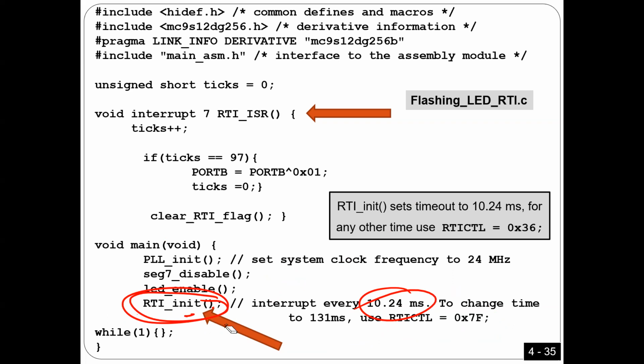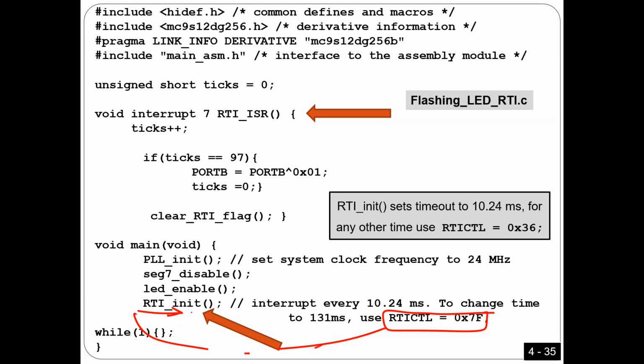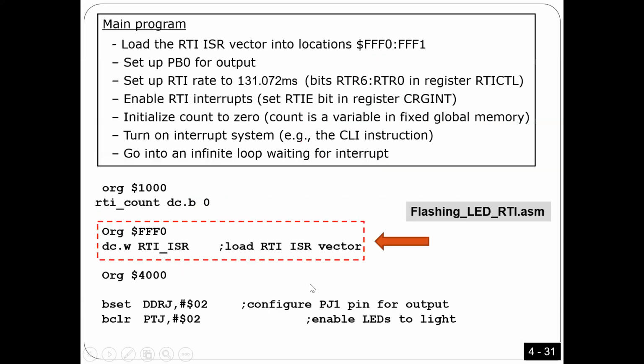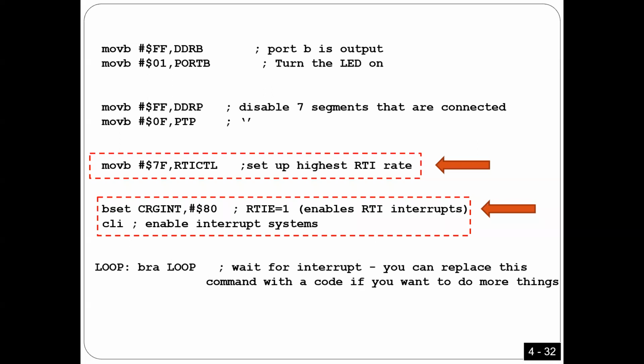One way is I can write something here, after initialization: RTI CTL equal whatever number you want. This is one way. Another way, you can go inside this initialization. You will find an instruction exactly similar to this one. However, the number here was 49. You can simply change this number 49 to whatever value, because this function is written in assembly. This is the second way.